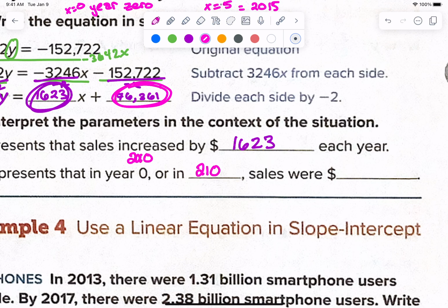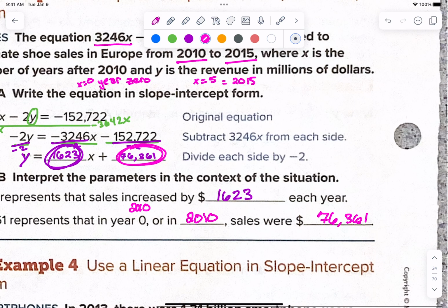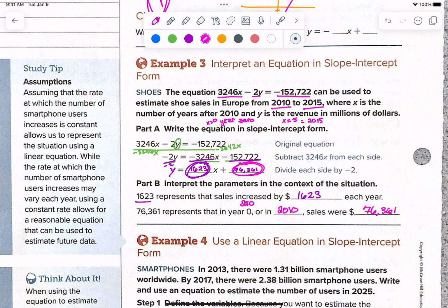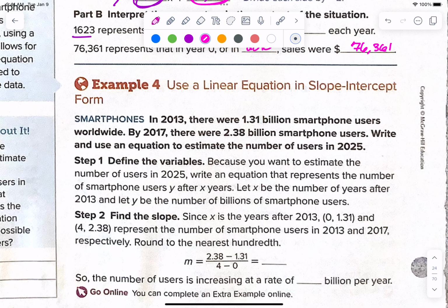I should have put that here. Why am I writing 210? 2010. The sales were 76,361, okay? That's what the y-intercept is representing. At year 0, which is 2010, that's the number of sales. Got it? All right, slope-intercept right here.